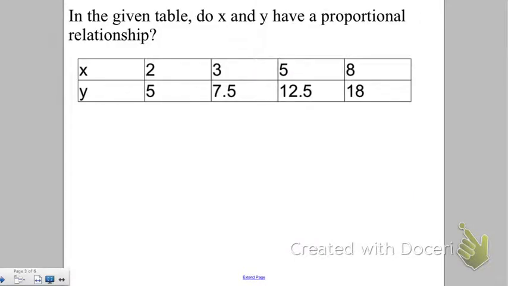And the last question. In the given table, do x and y have a proportional relationship? So for the x values, we have 2, 3, 5, and 8. And for the y values, we have 5, 7.5, 12.5, and 18. Take a second to copy down the table.